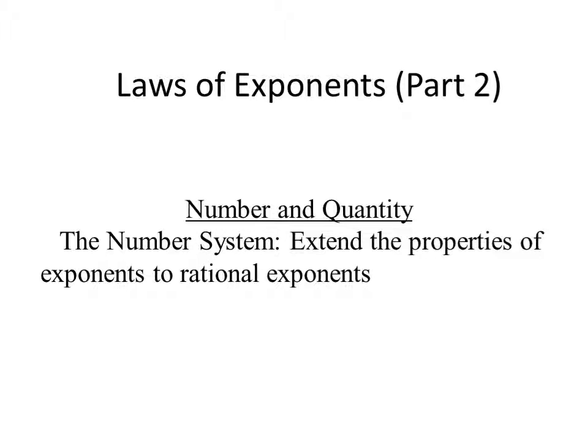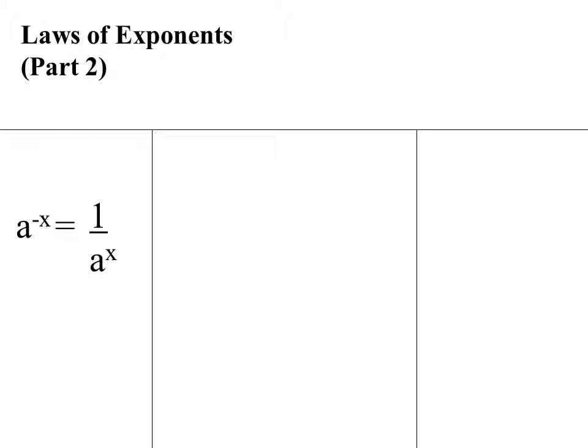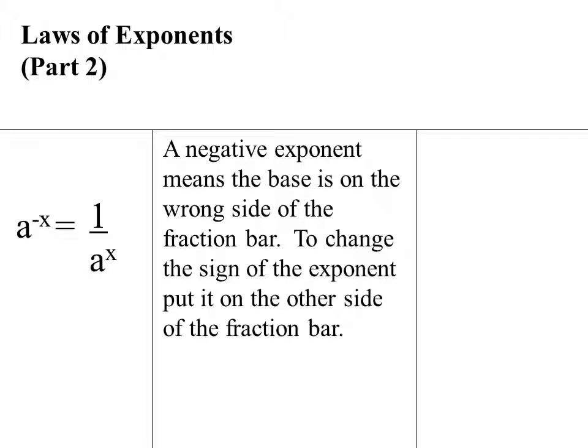This is the second part of the video for the laws of exponents. Number and quantity, the number system standard: we're going to extend the properties of exponents to rational exponents. So, if I have a to the negative x power, I need to rewrite all negative exponents as a fraction. A negative exponent means the base is on the wrong side of the fraction bar. To change the sign of the exponent, put it on the other side, so it should be on the bottom.